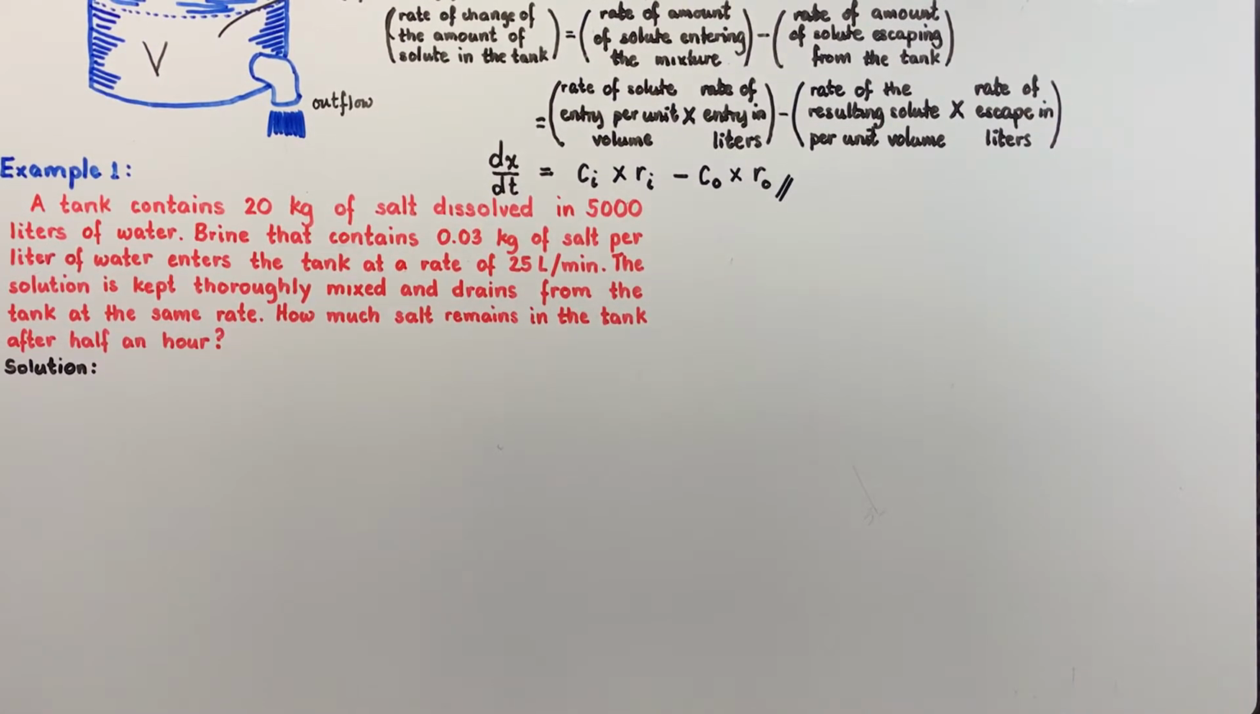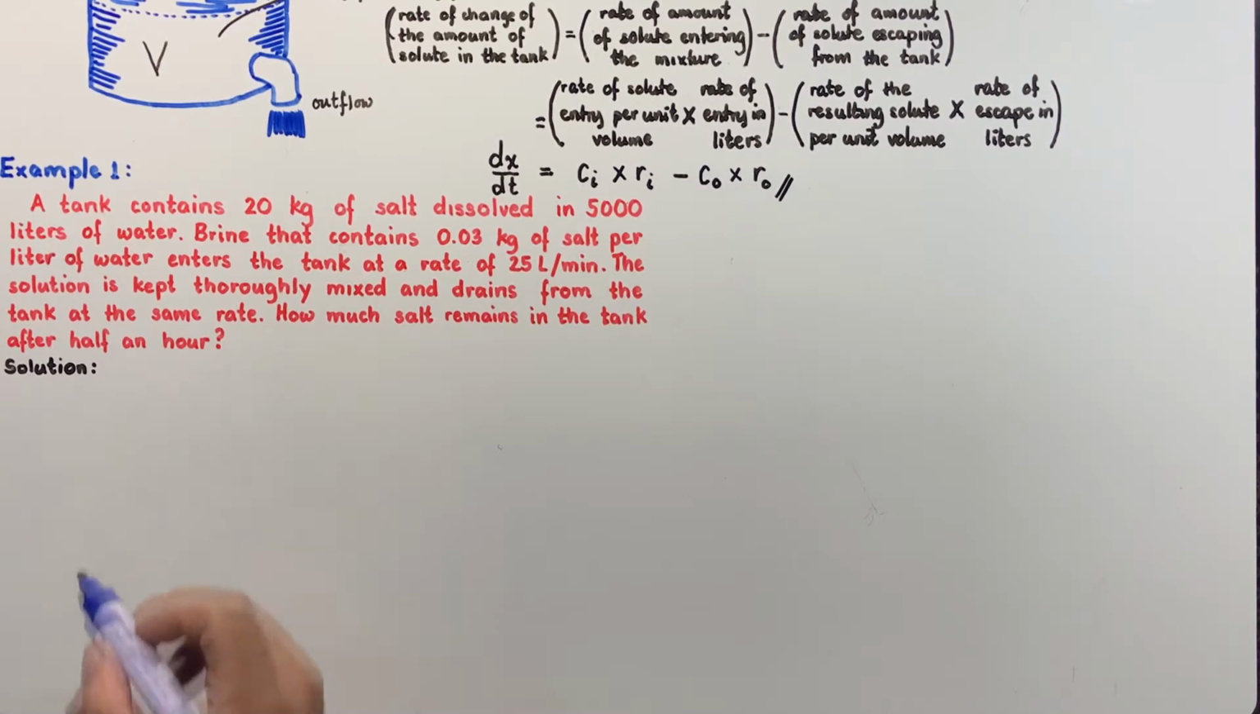So let's have our first example here. A tank contains 20 kilograms of salt dissolved in 5,000 liters of water. Brine that contains 0.03 kilogram of salt per liter of water enters the tank at the rate of 25 liters per minute. The solution is kept thoroughly mixed and drains from the tank at the same rate. How much salt remains in the tank after half an hour?